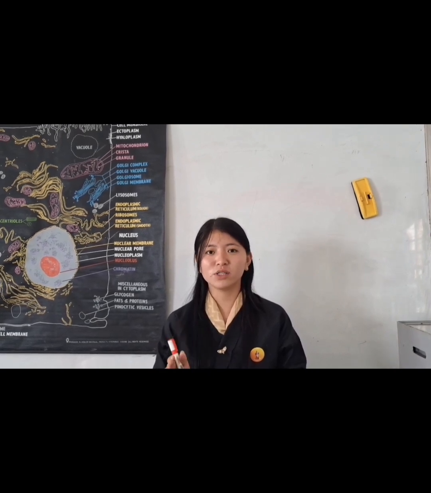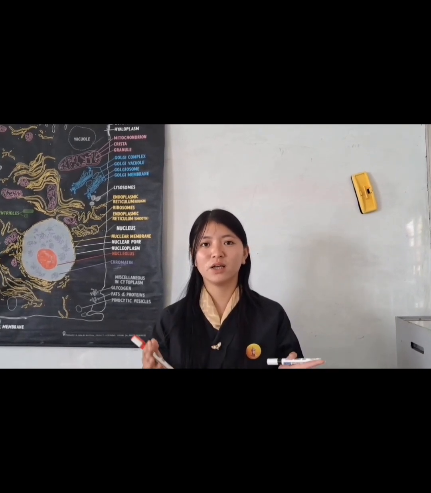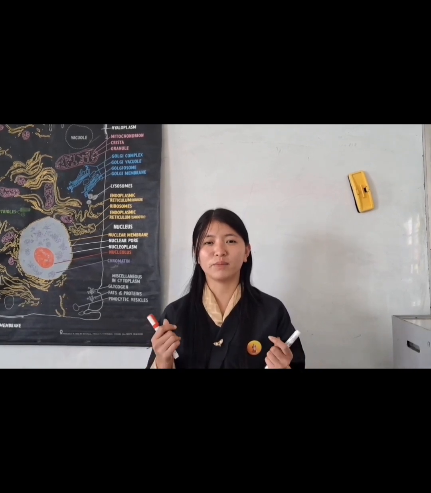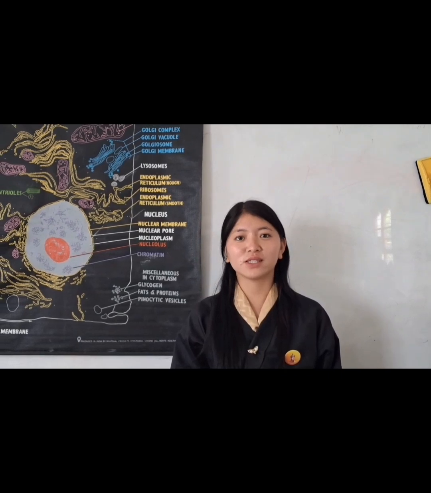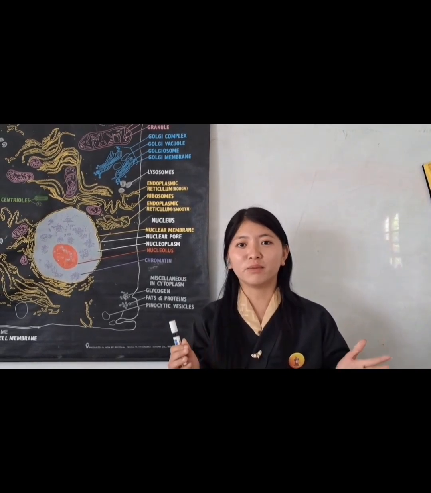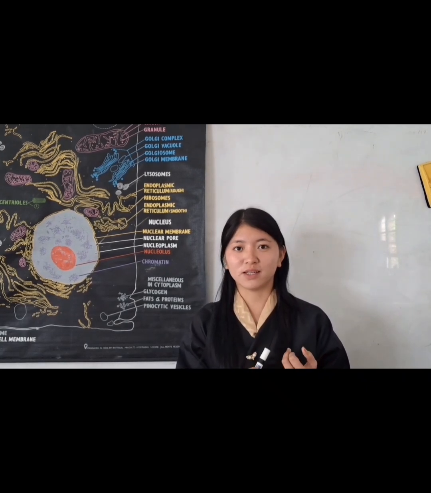It is the smallest unit of life, capable of performing necessary functions like metabolism, growth, reproduction, and response to stimuli. Do you know who discovered the cell? It was Robert Hooke who discovered the cell in the 17th century. There are mainly two types of cells, prokaryotic and eukaryotic cells.